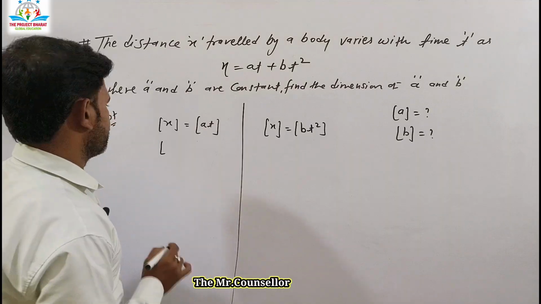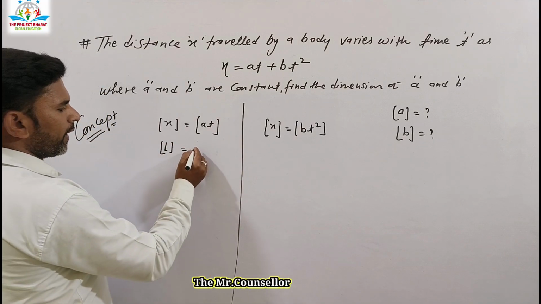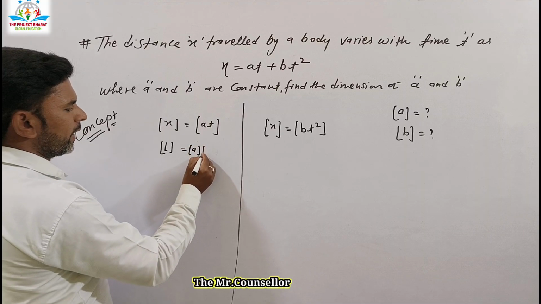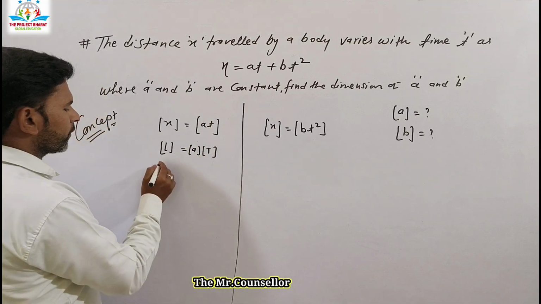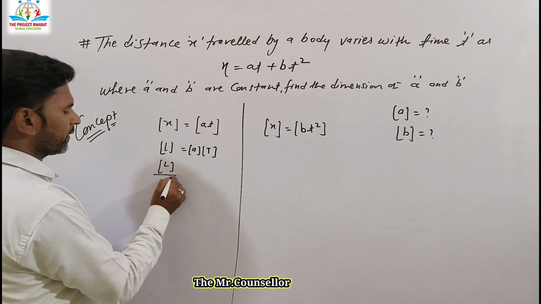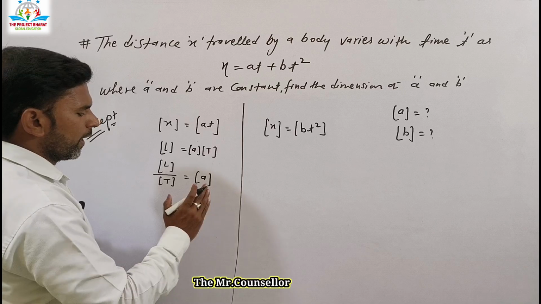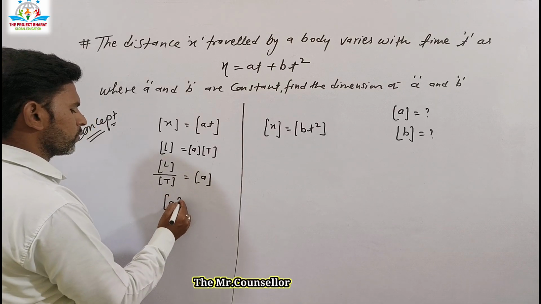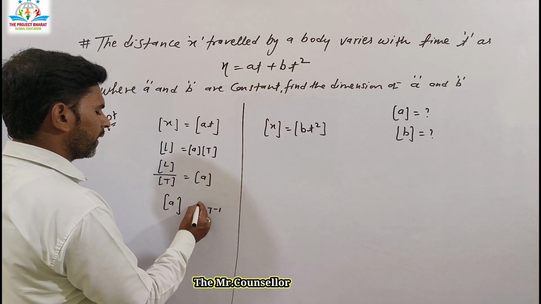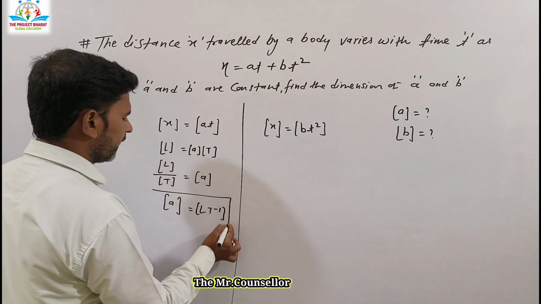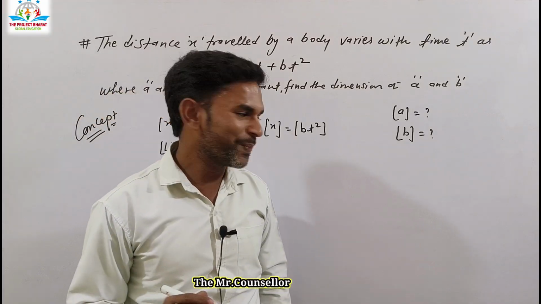x means distance, so the dimensional formula will be L. A I am going to note down like this, and T I am going to note down like this. No issues. After that, what can you do? L divided by T will be equal to the dimensional formula of A. So I can note down that A is equal to LT⁻¹. It will be LT⁻¹. Is it okay? Any doubt?